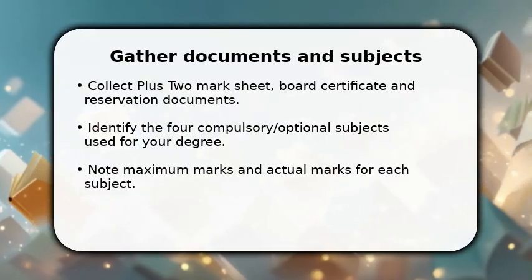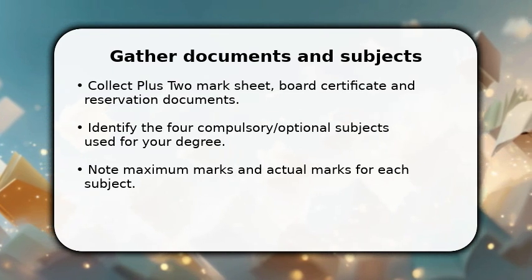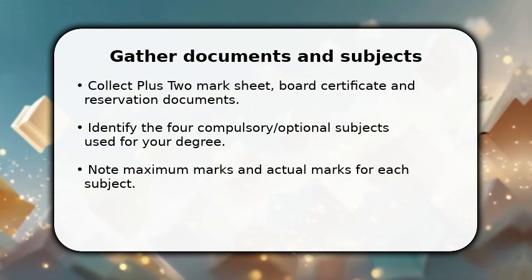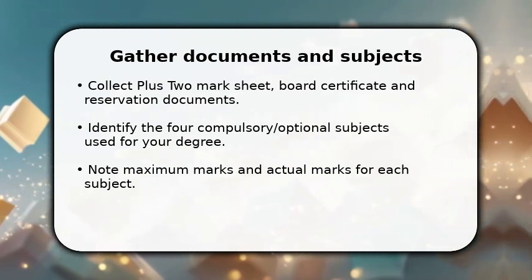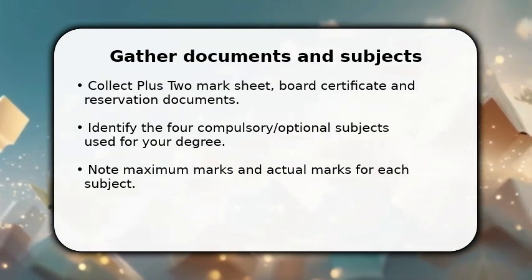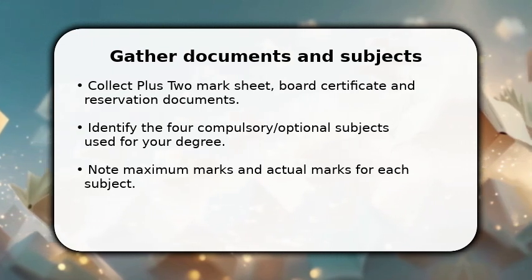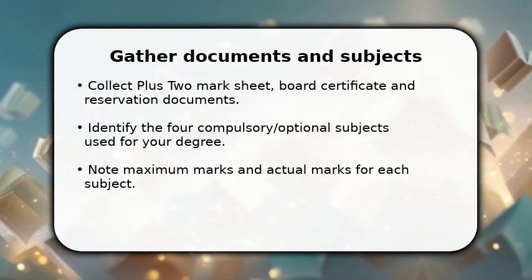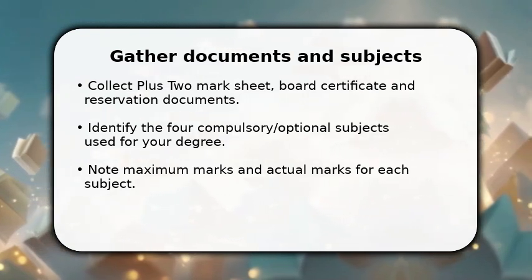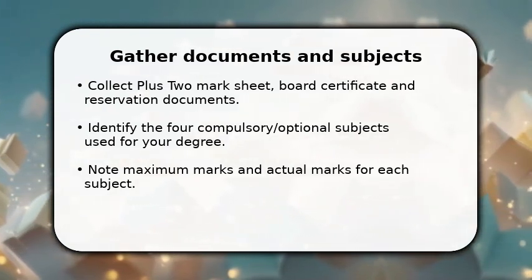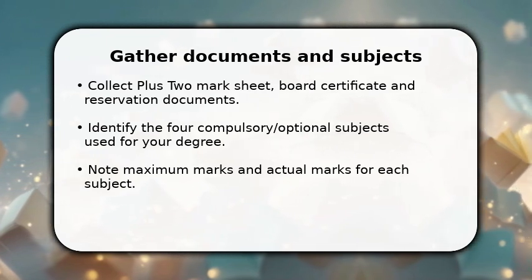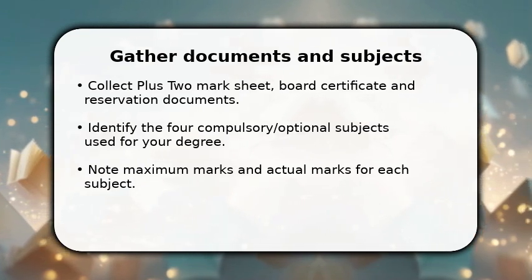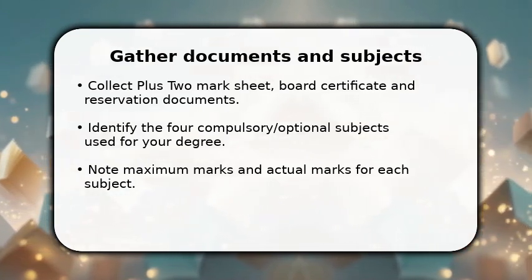You start by assembling evidence: your +2 mark sheet, board details, and any reservation certificates. Once done, pick the 4 subjects that MG University counts for your chosen UG program and write down each subject's maximum marks and your actual marks. This immediate data gathering gets you into calculation quickly. Make sure you record board type and year because normalization may be needed later. With accurate subject names and scores in front of you, you are ready to convert these into comparable scores.